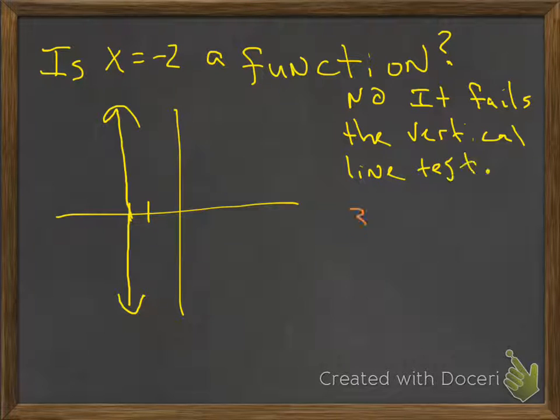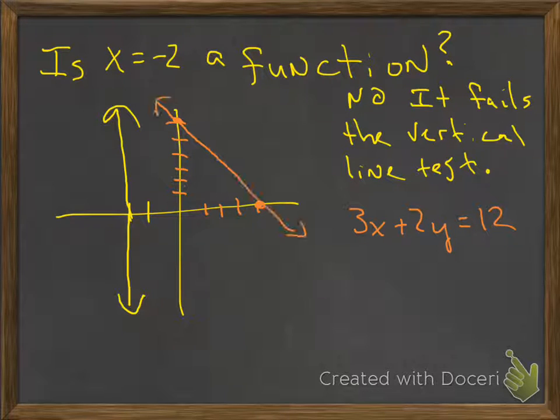All right, let's do one in orange. How about 3x plus 2y equals 12? I can show you how to do this on the calculator, but I'm just showing the graph. We'll talk about how to do these types of graphs later. But we connect those two dots, and yes, it is a function. It would pass the vertical line test.